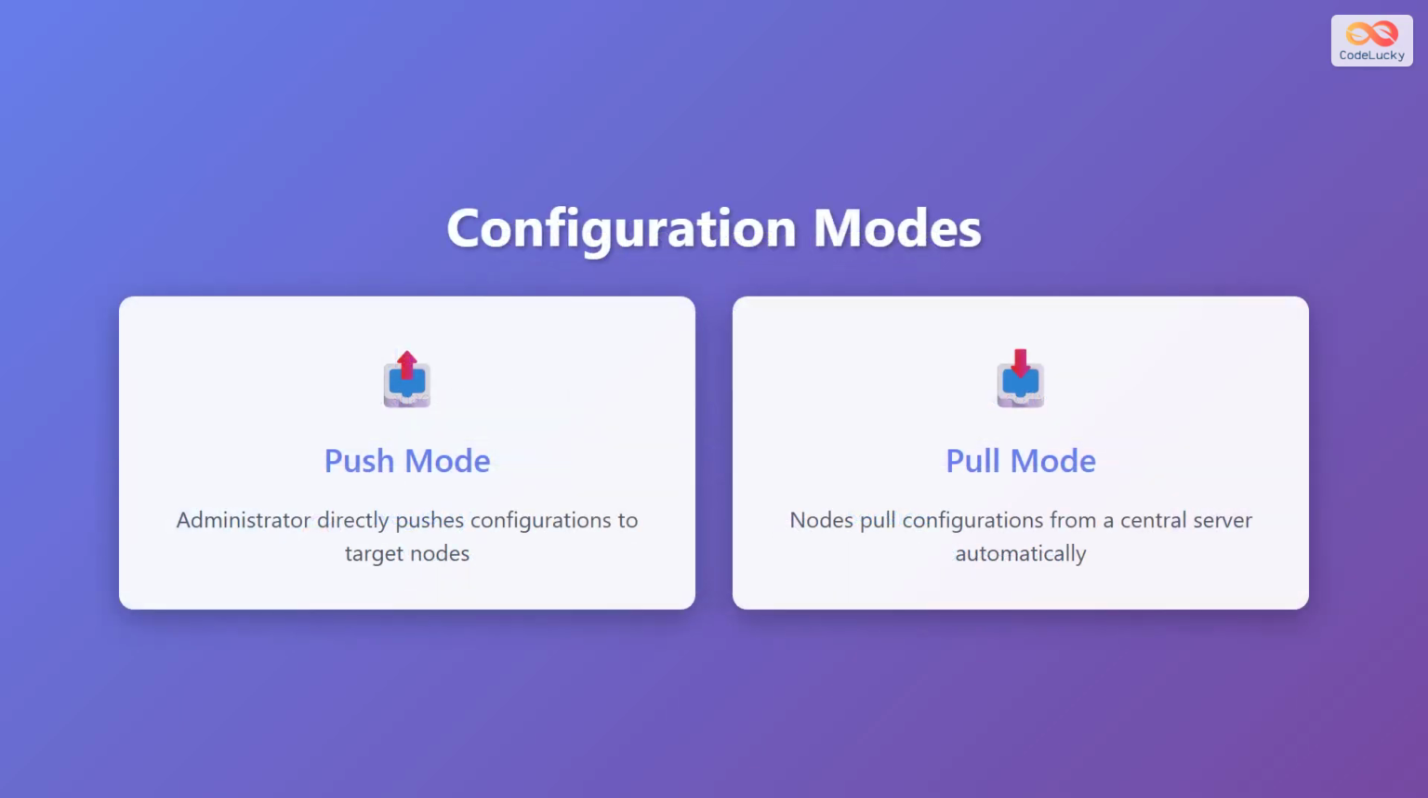DSC supports two configuration modes. In push mode, an administrator directly pushes configurations to target nodes. This gives you immediate control and is useful for smaller environments or one-time changes. In pull mode, nodes automatically pull their configurations from a central server on a schedule. This is better for large-scale deployments where you want systems to self-configure and maintain their state automatically.